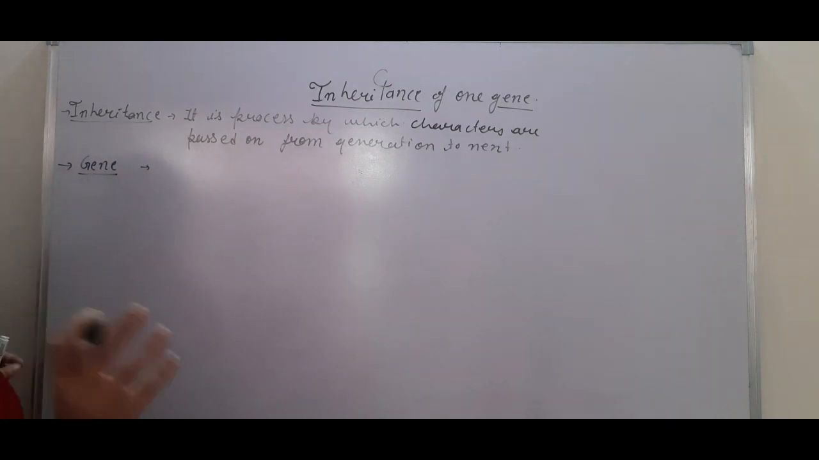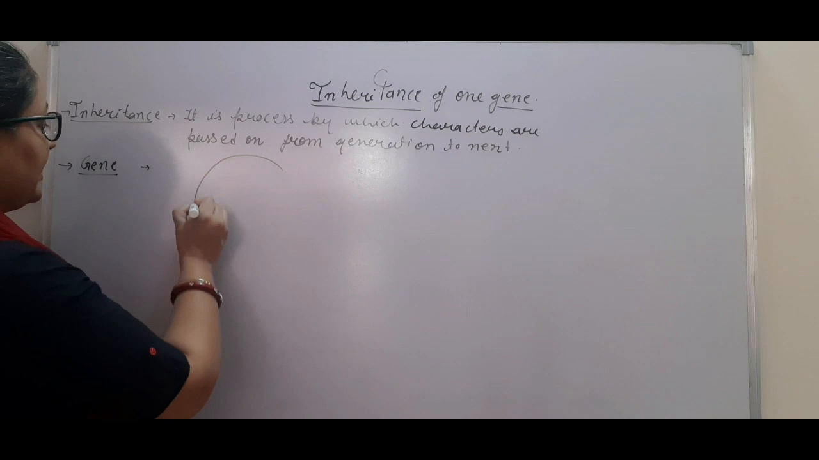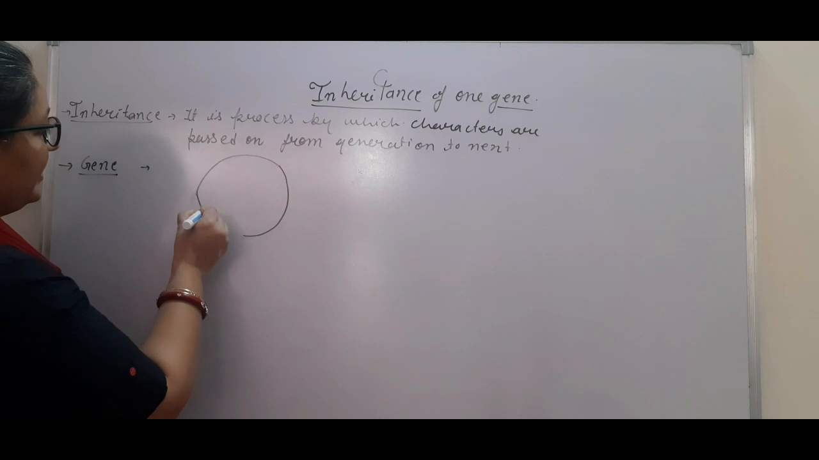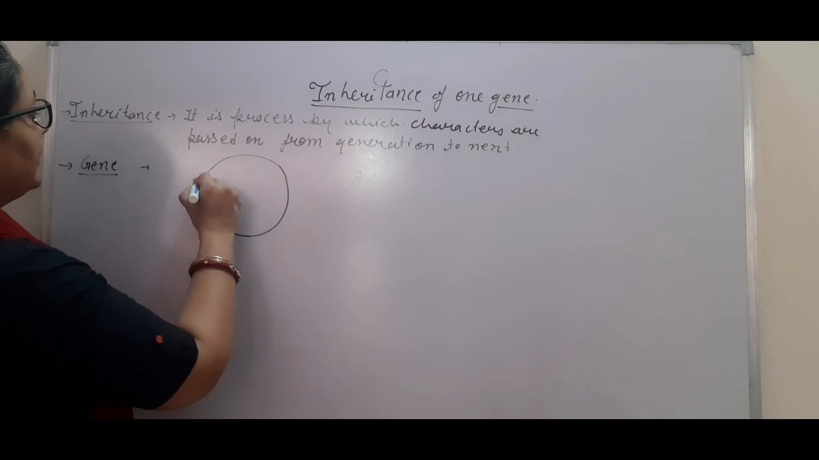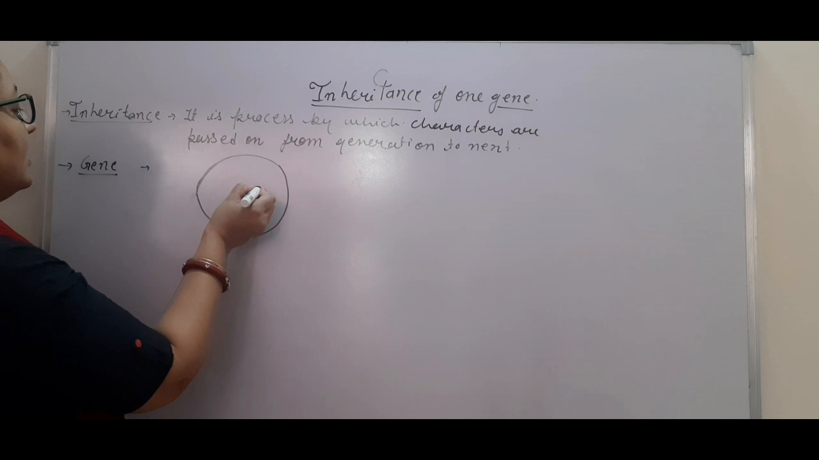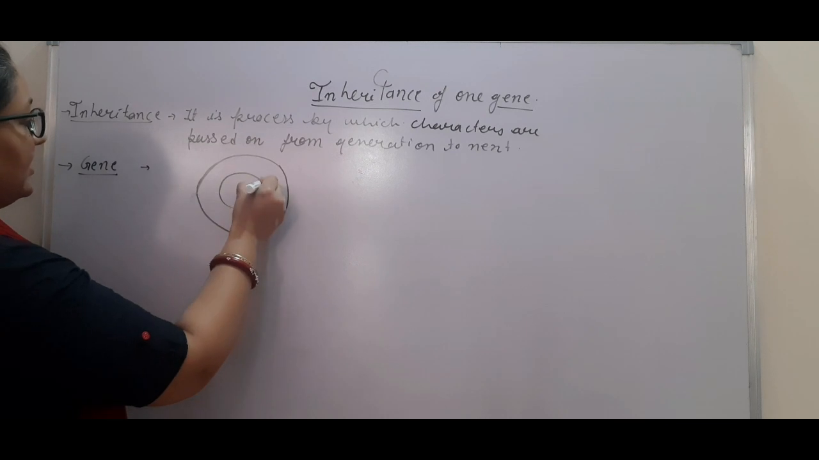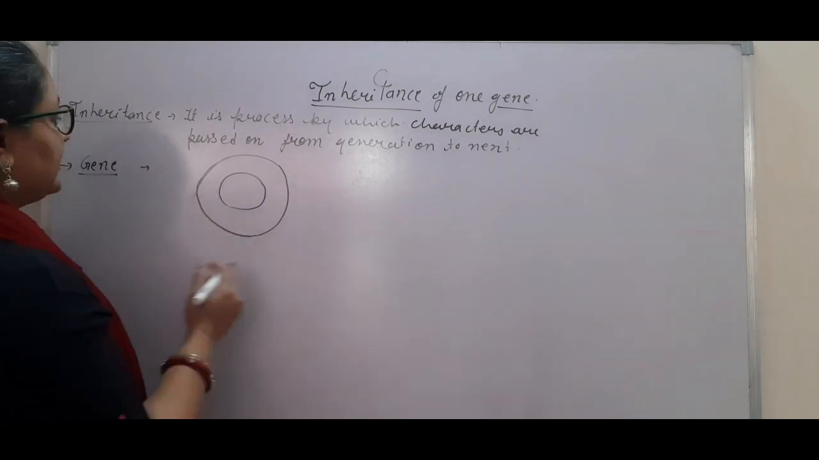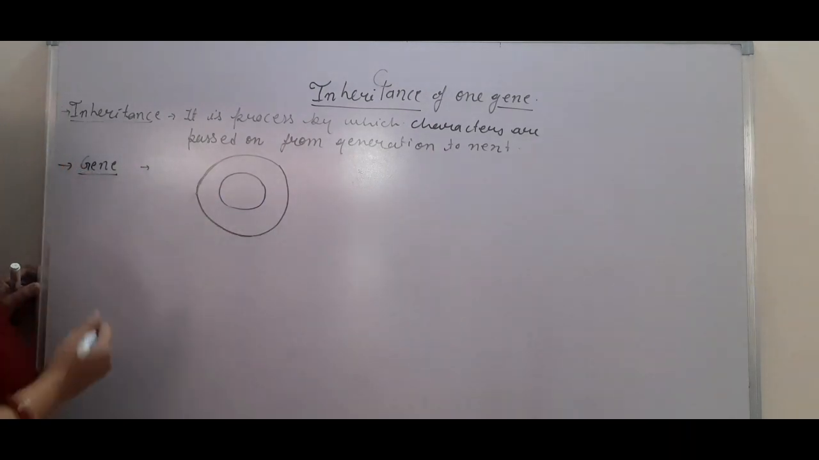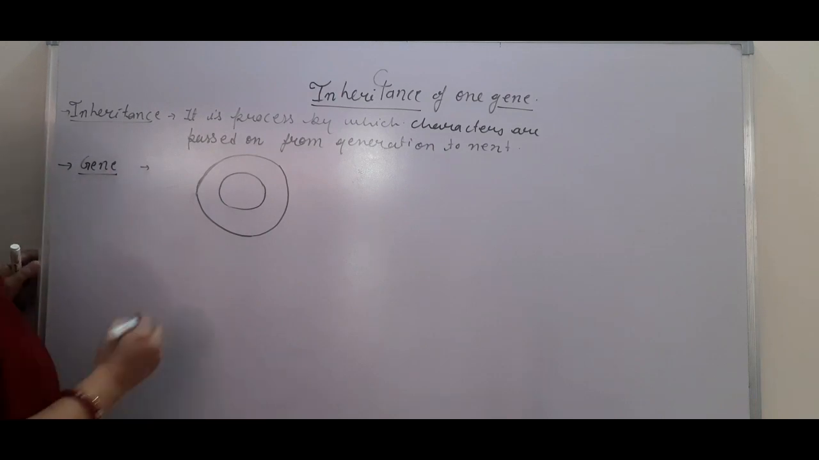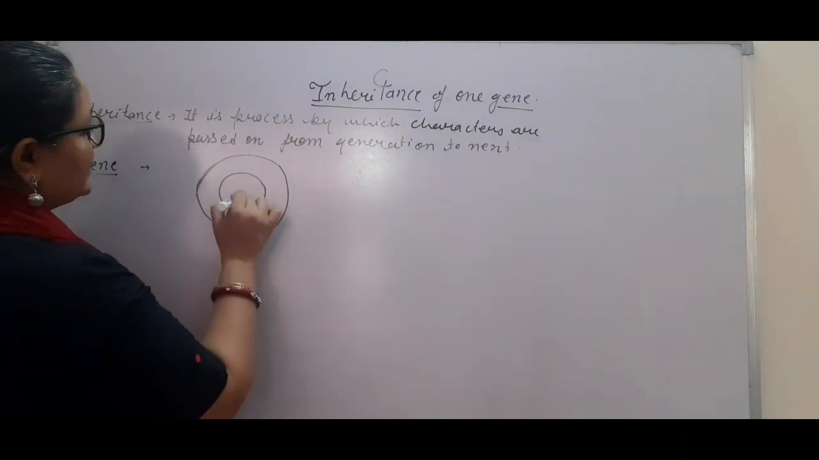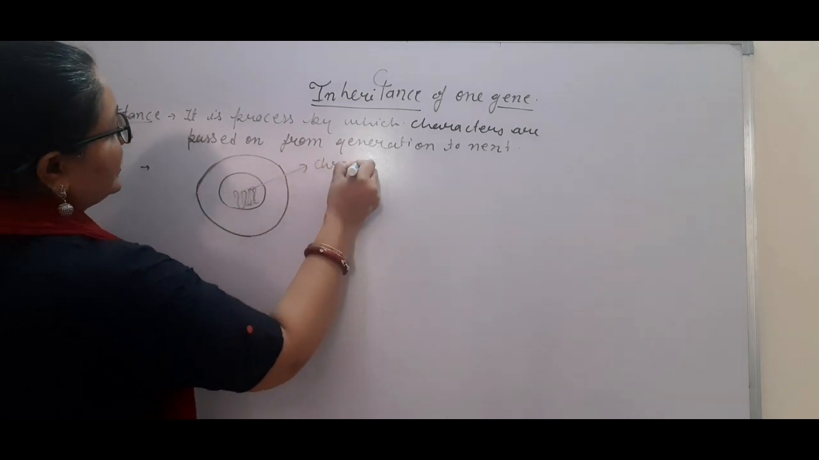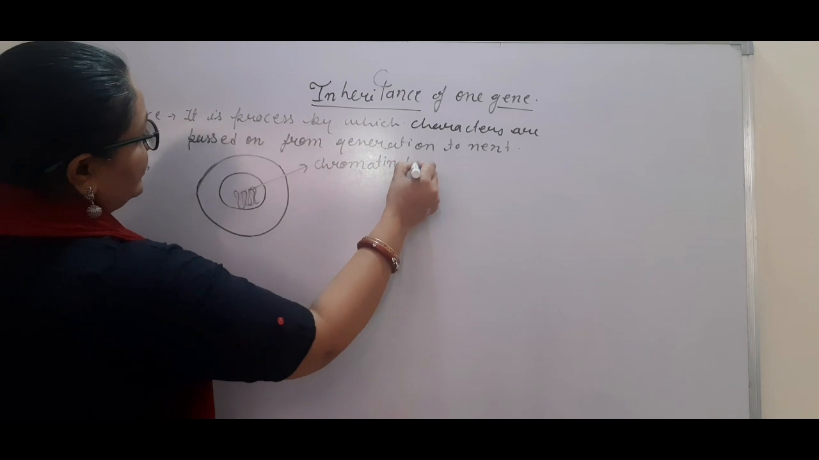For that, I am first drawing a cell structure. As you all know, the cell is covered by a cell membrane. This covering all around is the cell membrane. Inside of this, in an animal cell, at the center, the nucleus is present. They both are double layered structures, but I am just trying to explain gene, only gene. So what is inside this nucleus? There are thread-like structures present. These thread-like structures are known as chromatin fibers.